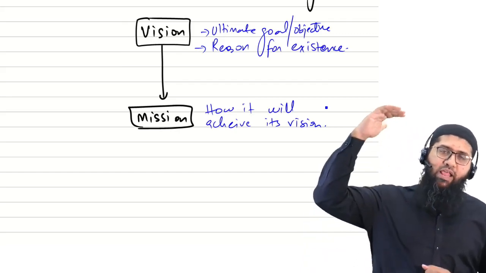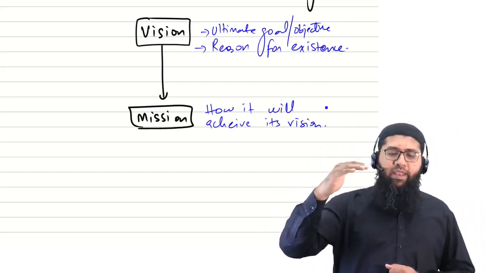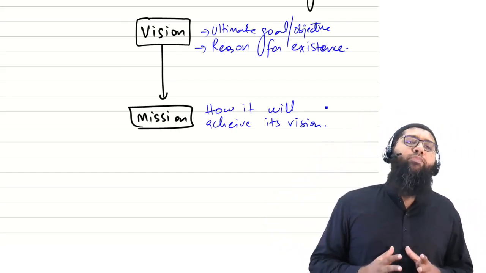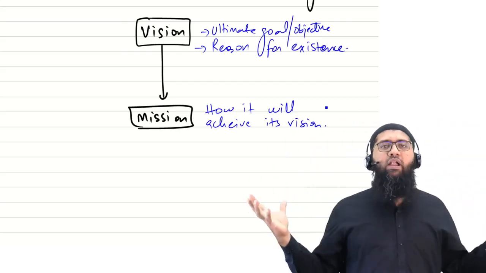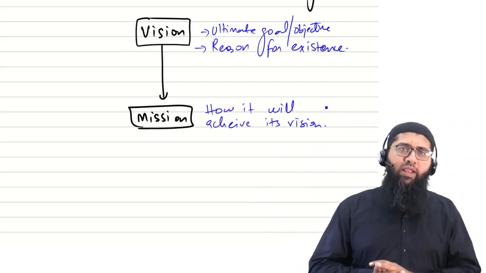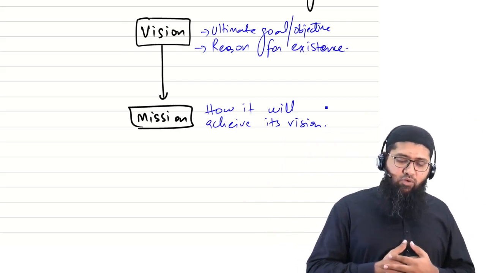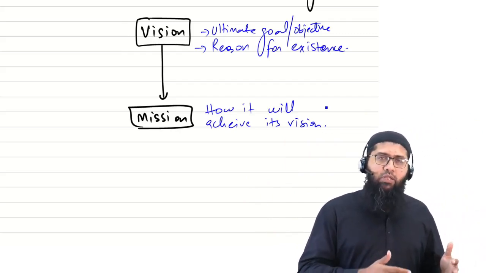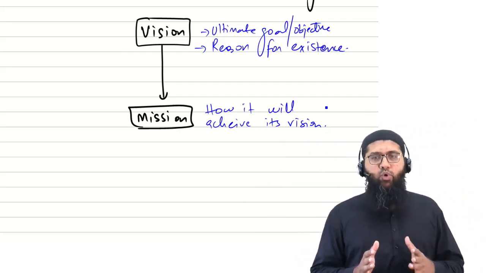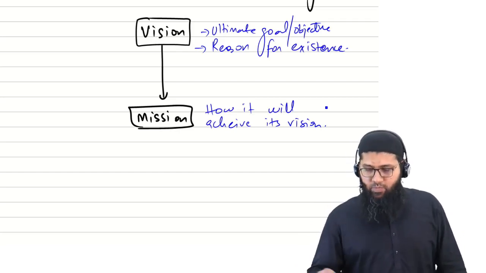So at the top of the organization, you have got the vision. Then after the vision, you've got the mission. Vision tells you what is the ultimate goal, ultimate objective of the organization. What does mission tell you? Mission tells you how the organization will be able to achieve its vision.